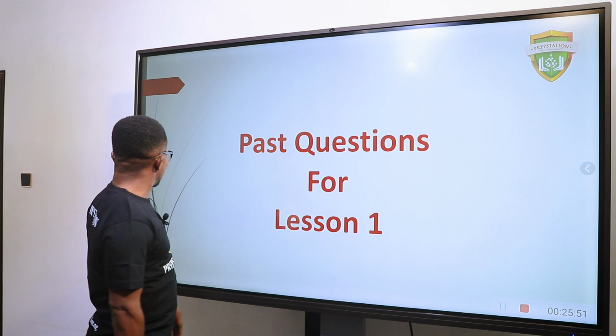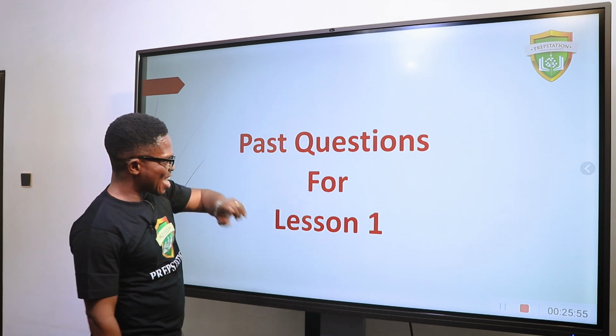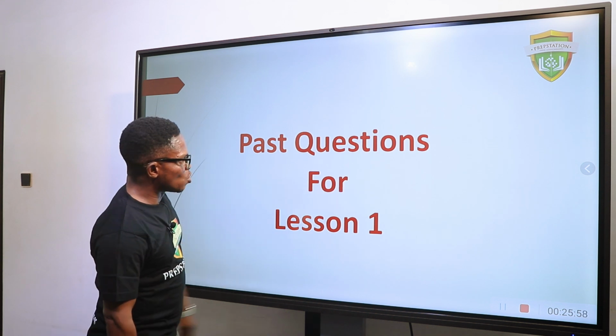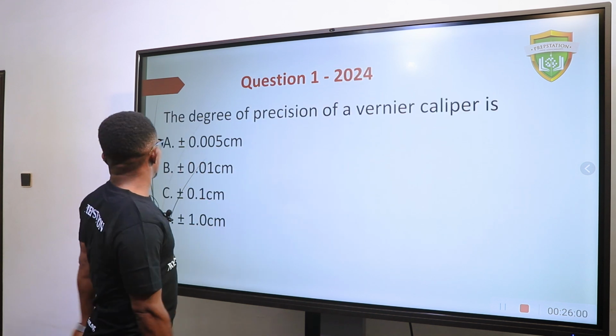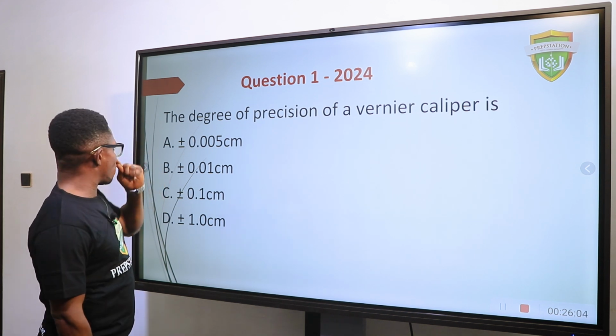Past questions for lesson 1. So what was lesson 1? Lesson 1 was about measurement and unit. So let's quickly go through some past questions from UTME. This is question 1, 2024.